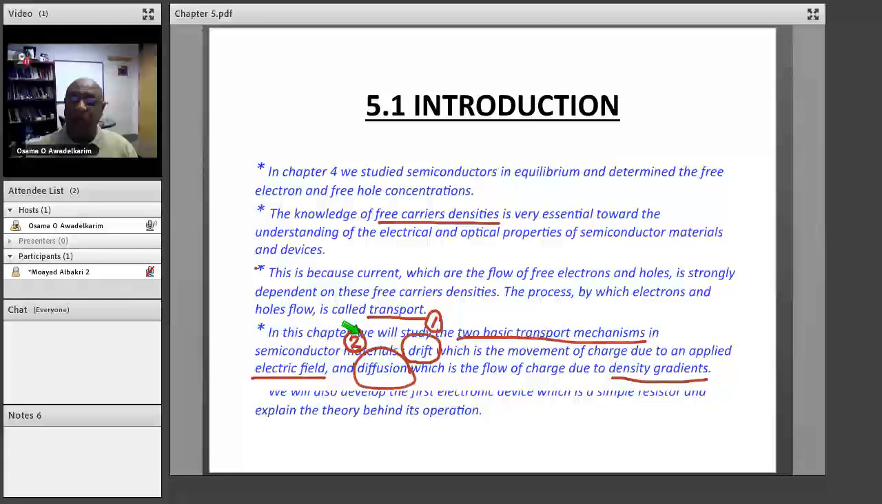And this is how free electrons and free holes move from one place to another. So in an electronic device, we need current to pass. So we have to have one of these two mechanisms operating. We need to have drift or we need to have diffusion. We will see that in a simple resistor, the mechanism that is going to dominate is the drift mechanism.